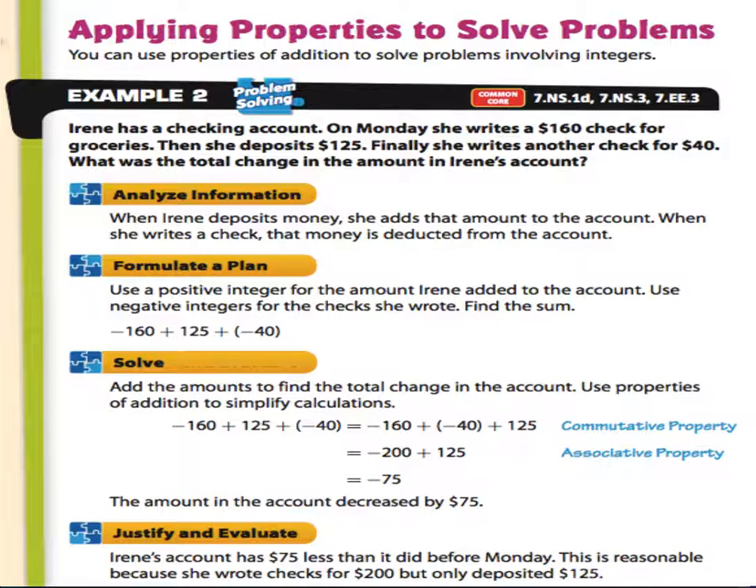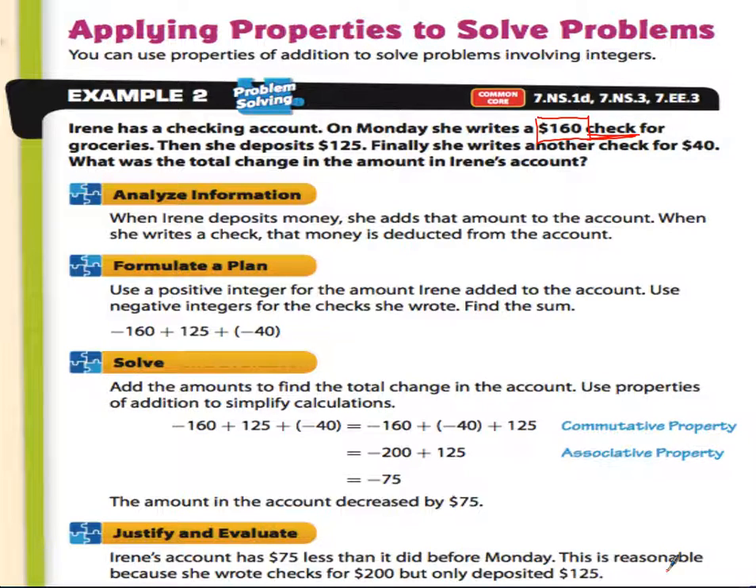All right, so again, we're going to go through and do our RIDE. If you're ready to, I want you to try to do it on your own and come back and check your work. Otherwise, we're going to go ahead and read. And we have Irene, who has a checking account. On Monday, she writes a $160 check for groceries, so $160, and it's a check.